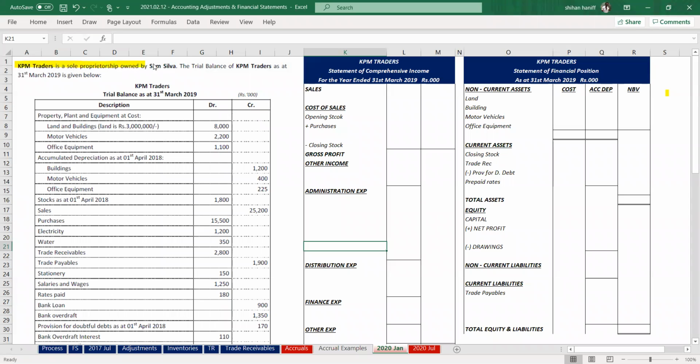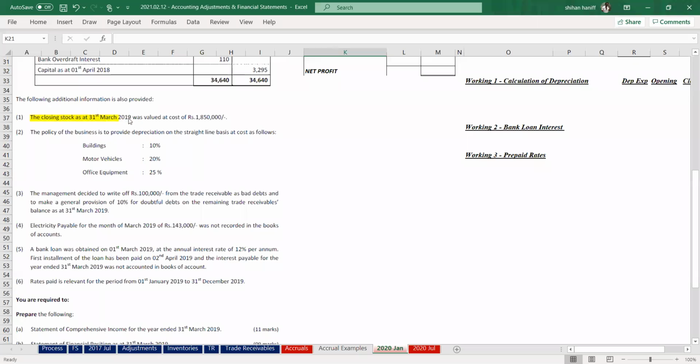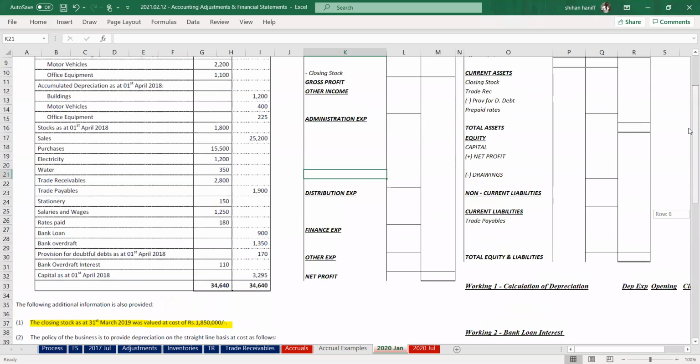KPM Traders is a sole proprietorship owned by Sam Silva. The trial balance of KPM Traders as at 31st March 2019 is given below. So we have the trial balance as at 31st March 2019. Then the additional information, the closing stock valued at cost 1,850,000. So there is no NRV, only the cost is given.